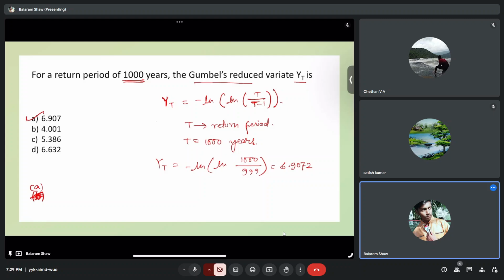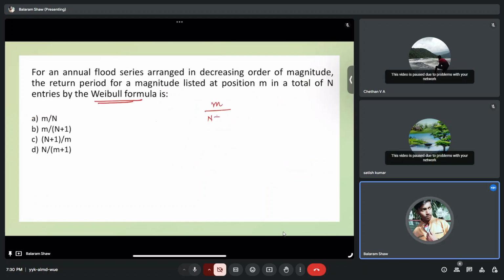period for a magnitude listed at position M in a total of n entries by Weibull formula. We remember the Weibull formula to calculate flood frequency analysis, right? So there we calculate it using this formula, that is M by n plus 1. There are several other formulas, remember. Some used M by n. They use the position when you arrange the data in descending order. So M is the rank or the position, and n is the number of data in the series. So the correct answer would be B, that is M by n plus 1.